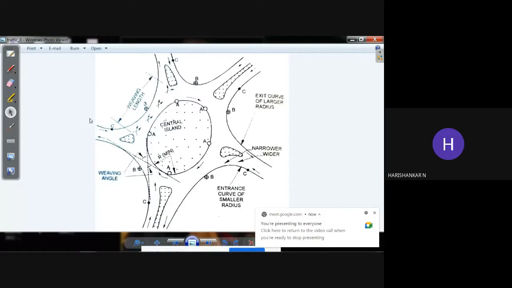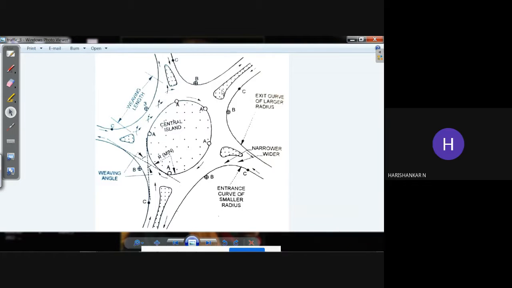Okay, so in this diagram you can see various kinds of traffic maneuvers. Can you identify the traffic maneuvers? Here it's a rotary intersection. I have already discussed it. Rotary intersection is also a kind of at-grade intersection. We have studied four types of at-grade intersections: channelized, unchannelized, rotary, and signalized.